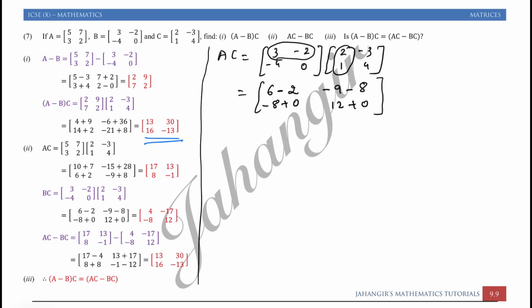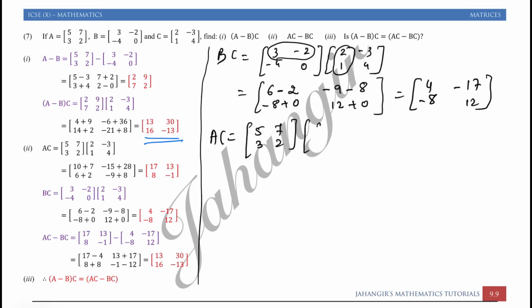Let me check what I wrote. I wrote BC. I am doing BC. Let us write BC. So this will give me 4, minus 8, minus 17 and 12. Now I will write AC. In AC, first is A: 5, 3, 7, 2 into C, which is 2, 1, minus 3, 4.